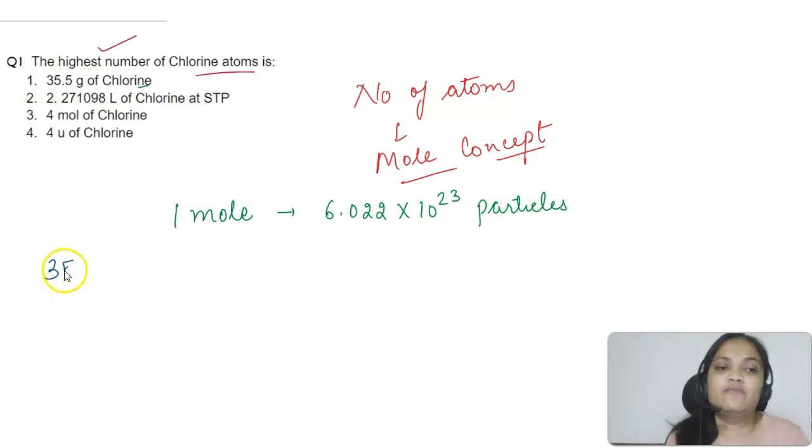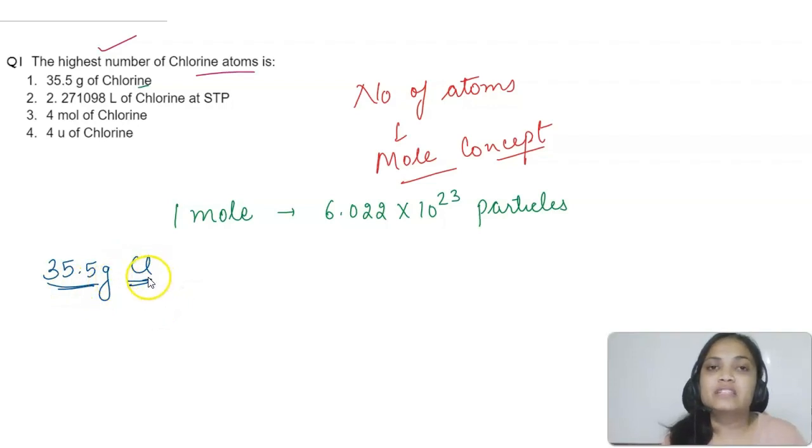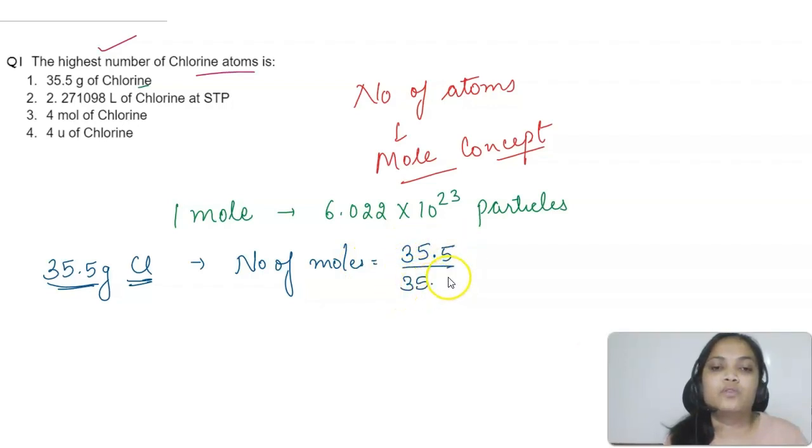It's 35.5 grams of chlorine. So 35.5 is the atomic mass of chlorine, right? So you know the number of moles would be given mass upon the atomic or the molar mass. Given mass is 35.5, the atomic mass is also 35.5, meaning the number of moles is 1 mole. So in the first option I have 1 mole of chlorine.